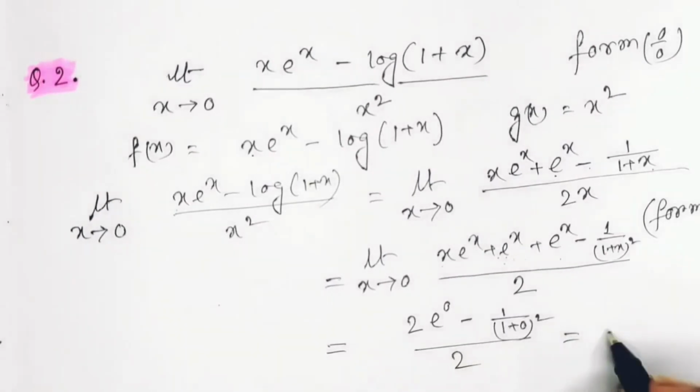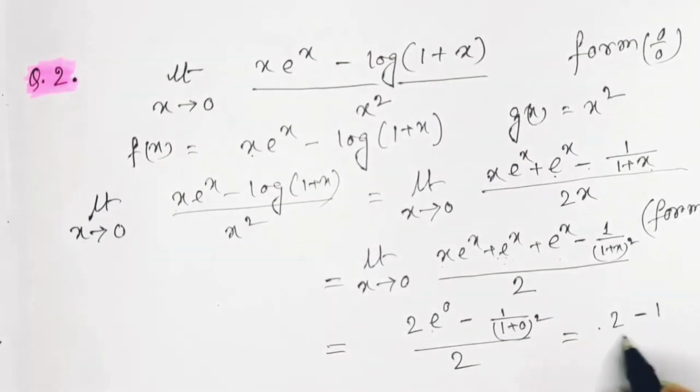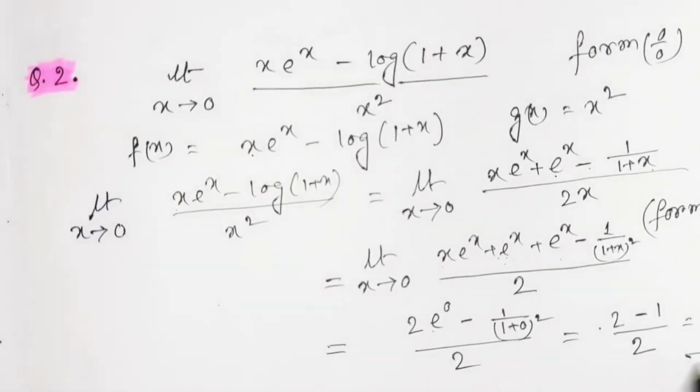So that means it is 2 and it is 1, so it is 2, then it is minus 1 divided by 2, so it is 1 upon 2. So this is our answer.